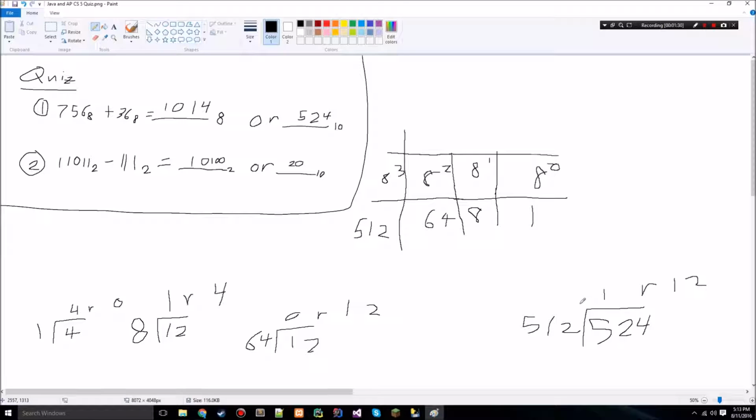Go ahead and read all the place value terms we have. So we have 1 for the 512s, we have 0 for the 64s, we have 1 for the 8s, and we have 4 for the 1s. So we can go ahead and check that. 512 plus 8, 520, plus 4, 524. So that's the answer in base 8.